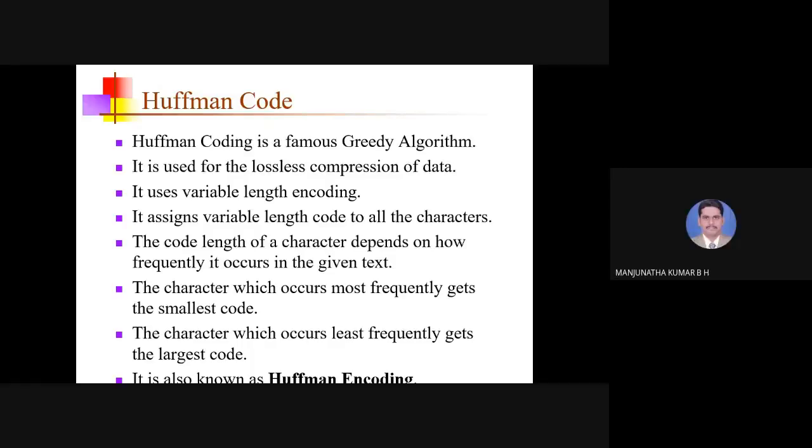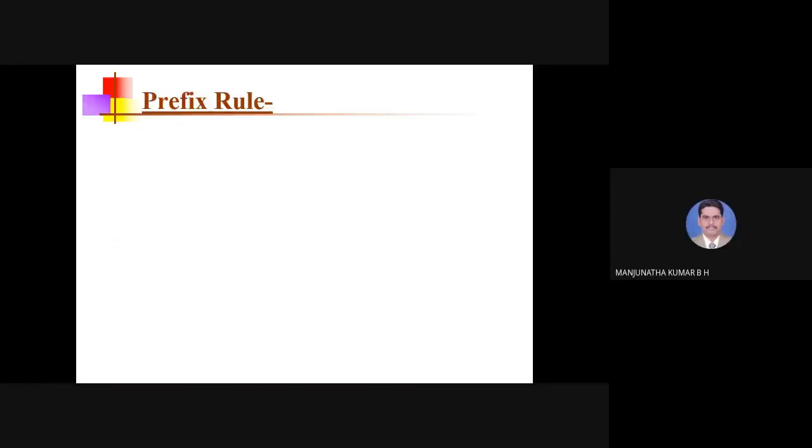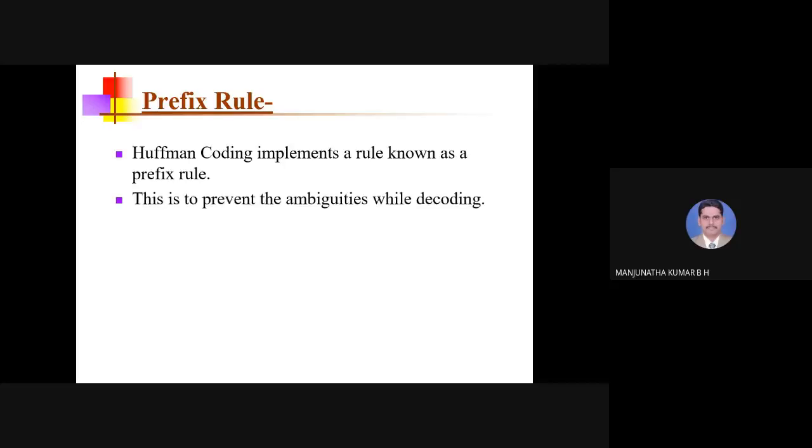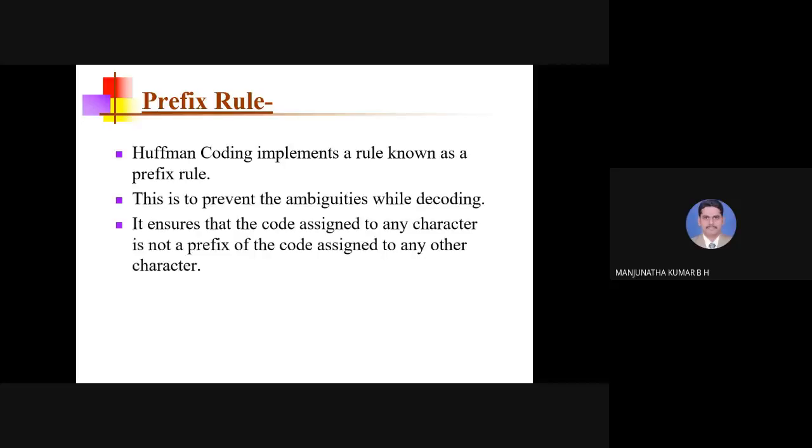Now let me move on to the next slide. This is one more rule used in Huffman coding, a very important thing: the prefix rule. Huffman coding implements a rule known as the prefix rule. Let me explain what this prefix rule is. It means that the code you are assigning to any character in the original text is not a prefix of the code assigned to any other character. This is the prefix rule.